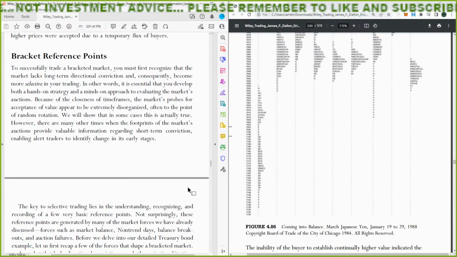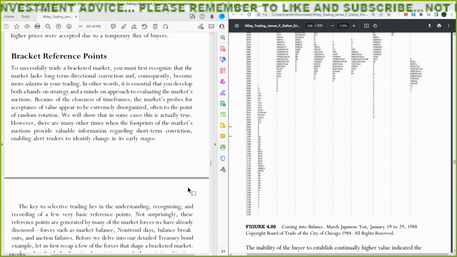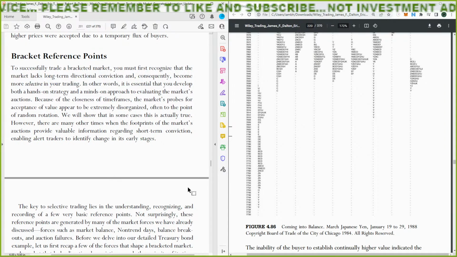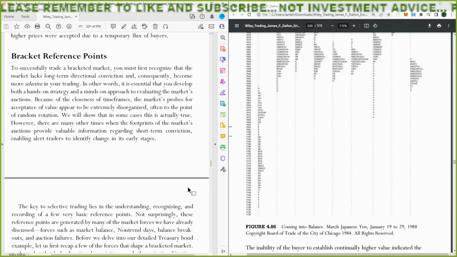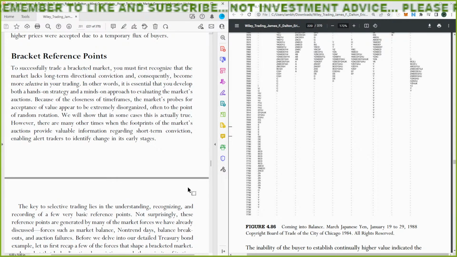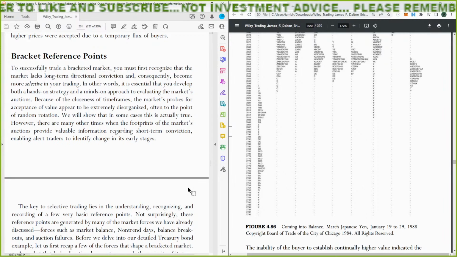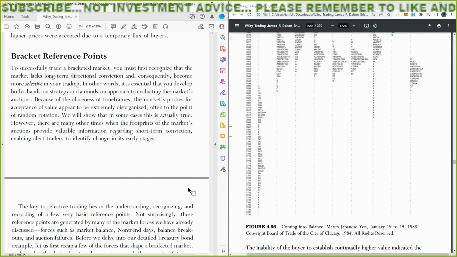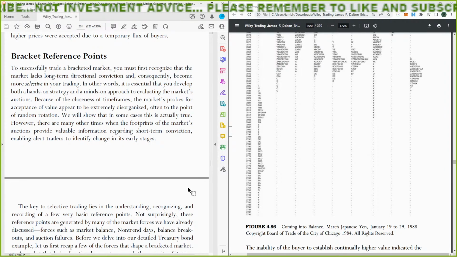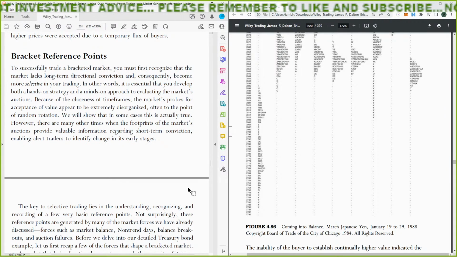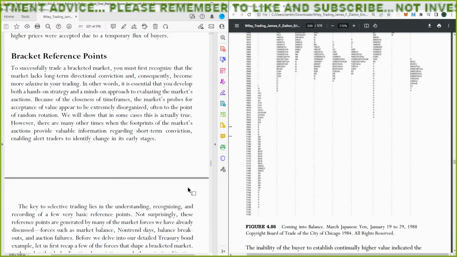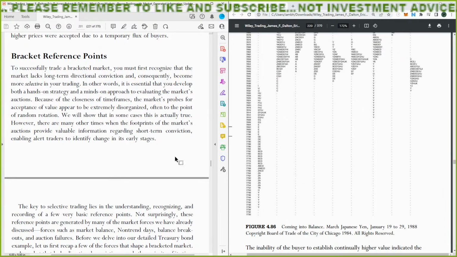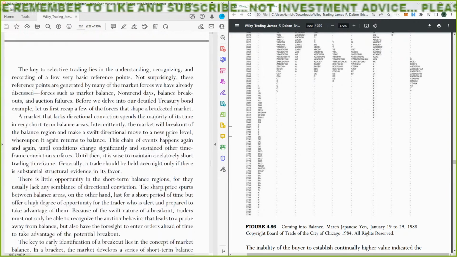Because of the closeness of time frames, the market's probes for acceptance of value appear to be extremely disorganized, often to the point of random rotation. We will show you that in some cases this is actually true. However, there are many other time frames when the footprints of the market's auctions provide valuable information regarding short-term conviction, enabling alert traders to identify change in its early stages.